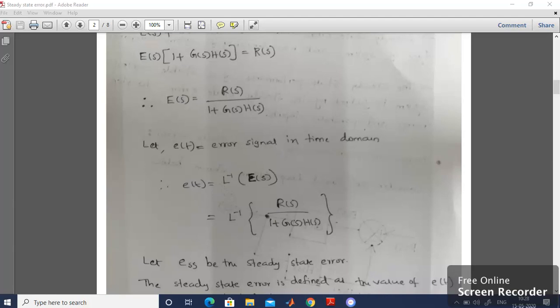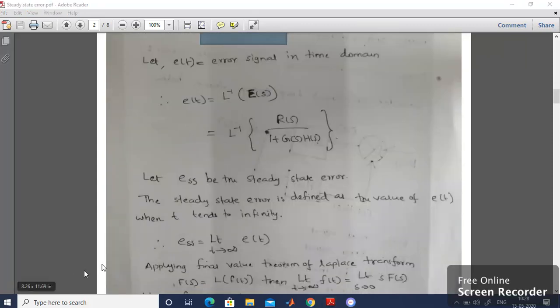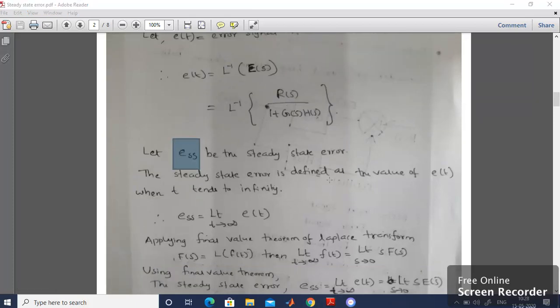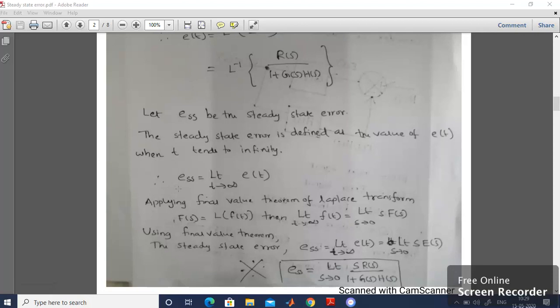Now e(t) can be written as L inverse of E(s). You can substitute the value of E(s) over here. Therefore, L inverse of R(s) divided by 1 plus G(s) into H(s). In general, we call the expression for steady state error ess. The steady state error is defined as the value of e(t) when t tends to infinity. Now, you can directly apply the definition. Therefore, steady state error ess is given by limit t tends to infinity e(t). So this is one expression for steady state error.